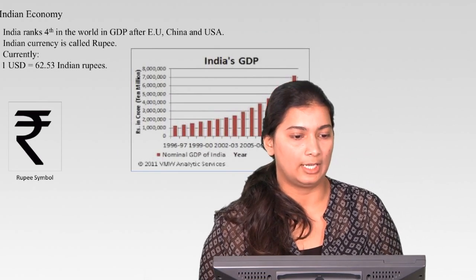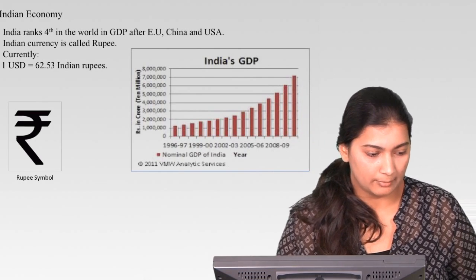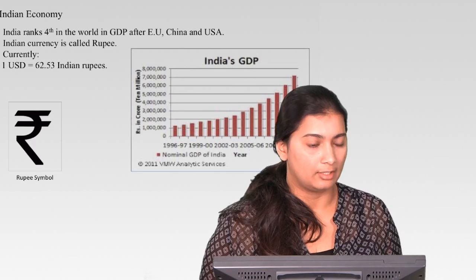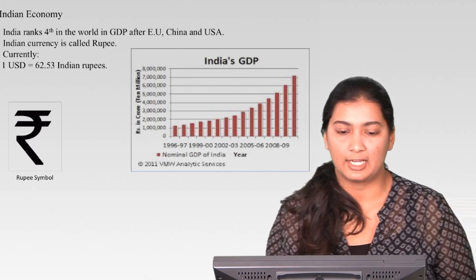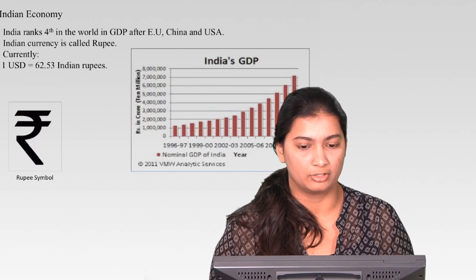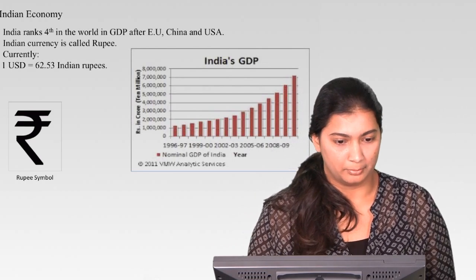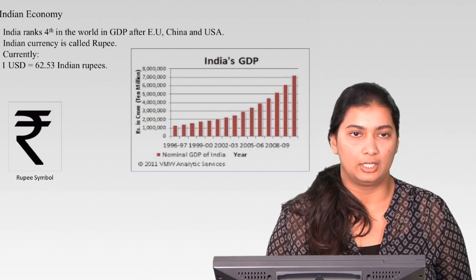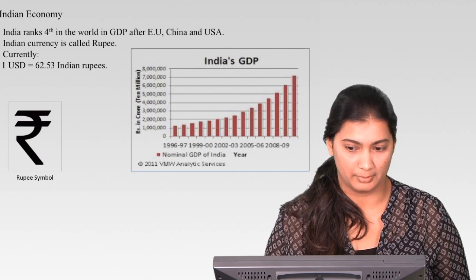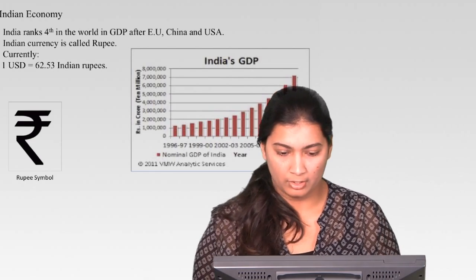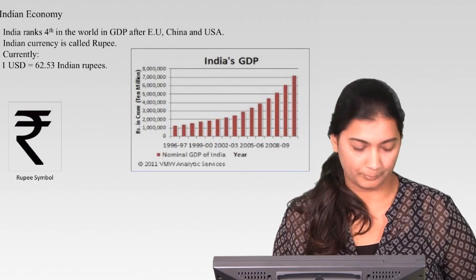So an overview on the Indian economy. India is the world's largest democracy, and it emerged as a major power in the 1990s. It is a fast-growing and powerful economy. As you can see, India ranks 4th in the world in GDP after European Union, China, and USA. Indian currency is called the rupee, and the current conversion in US dollars is $1 is 62.53 Indian rupees. And as you can see the graph over years, there is a continuous rising trend in India's GDP.